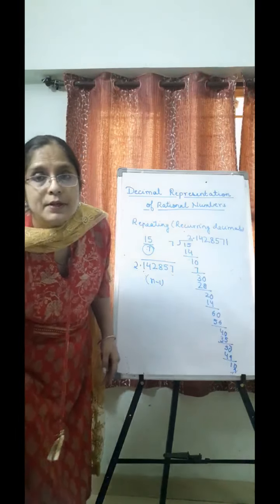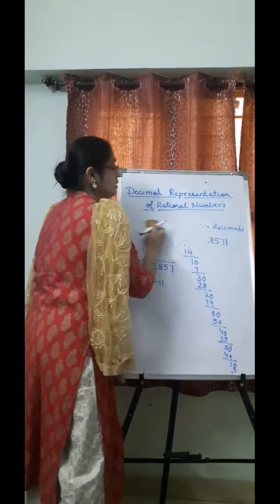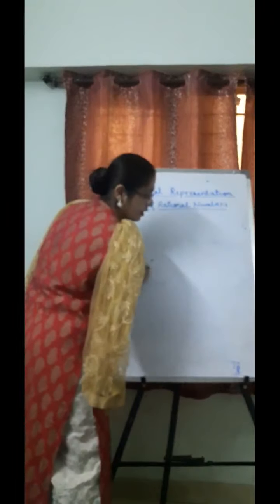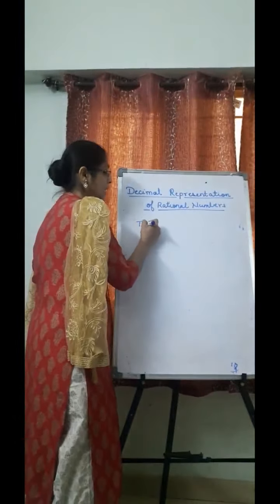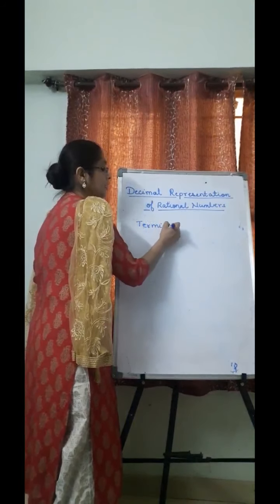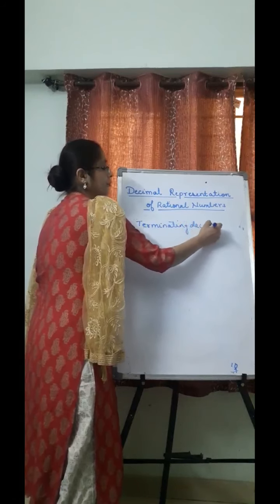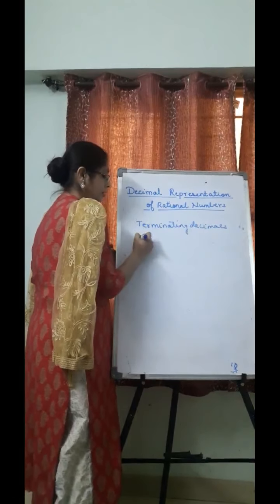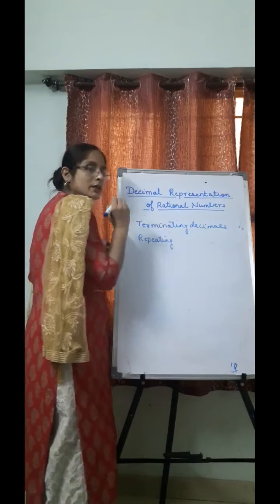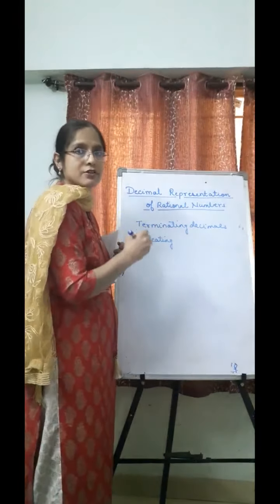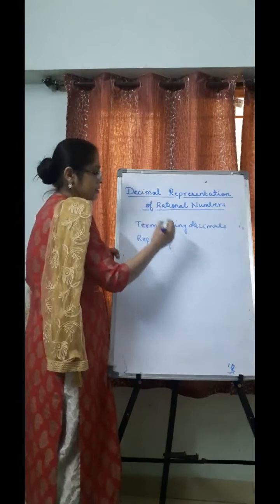Now, a special characteristic of rational numbers. First of all, rational numbers written in the decimal form are either terminating decimals or repeating decimals. This is the special characteristic of rational numbers written in decimal form.